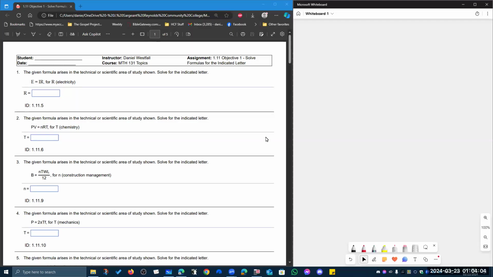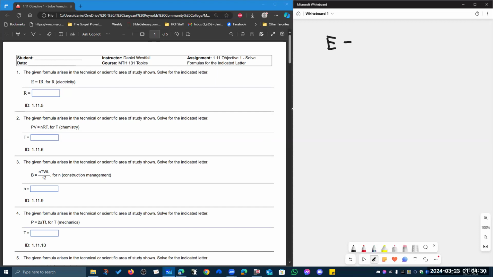In this video, we'll be talking about 1.11 Objective 1, where we solve formulas for the indicated letter. I'm going to need a little extra whiteboard space to solve these than what's given in the problem. So I've got my Microsoft whiteboard open over here, and I'll just be clearing the whiteboard between each problem. So let's go ahead and start with the first problem.